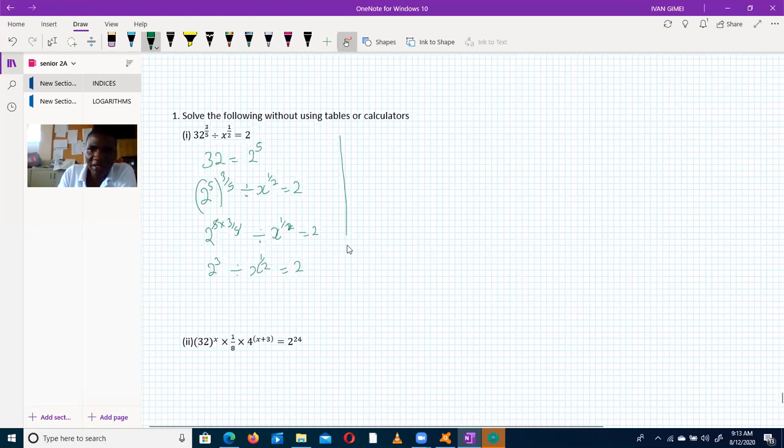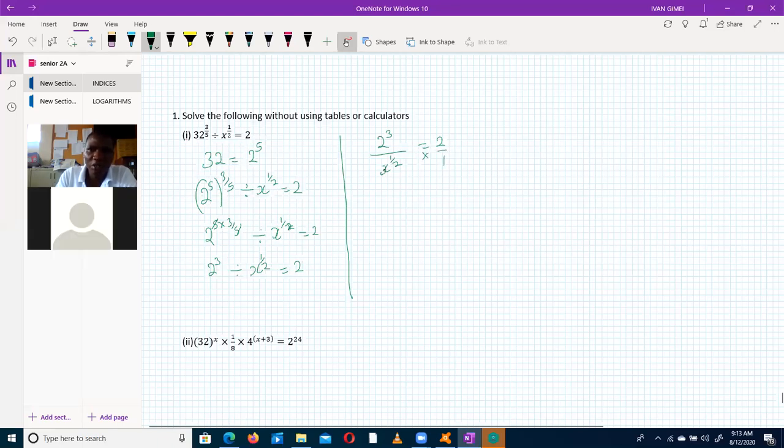2 to the power 3 is the same as 8. Now here we have something like this. This is 2 to the power 3 divided by this. Let's write like this so that we visualize it well. X power half is equal to 2. What do we do from here? We can say out of 1 and we cross multiply because our unknown that we're looking for is the denominator. So we cross multiply here. We shall have 2 to the power 3 times 1 equals to 2 times x power half. Then, of course, this 2 to the power 3 is the same as 8. We can take it 8 straightforward equals to 2 x power half.